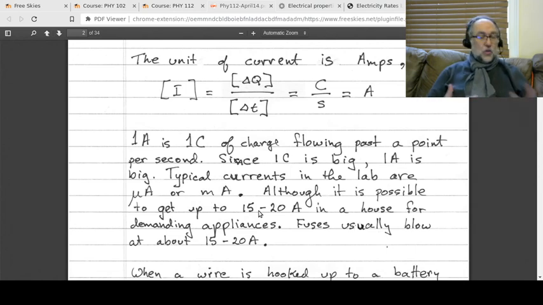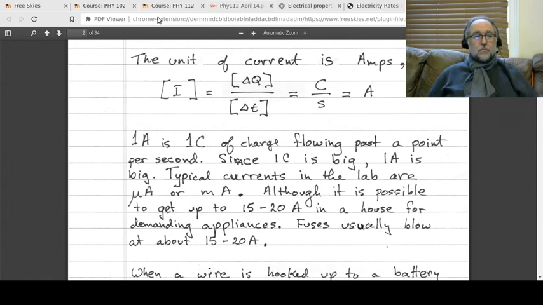Just to recap, current is the amount of charge flowing through a particular point in space per second. It's the coulombs per second flowing through a point, and that's given the name of an amp, named after a physicist we'll study a little later, who played with magnetism, called Ampere.